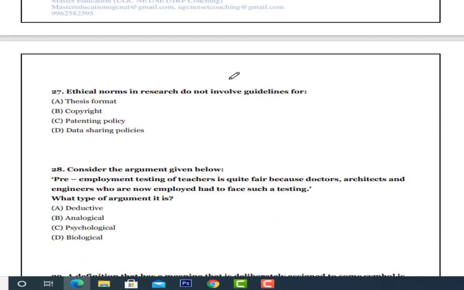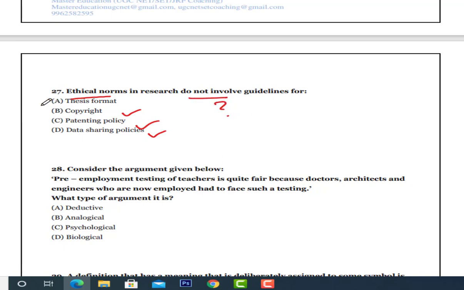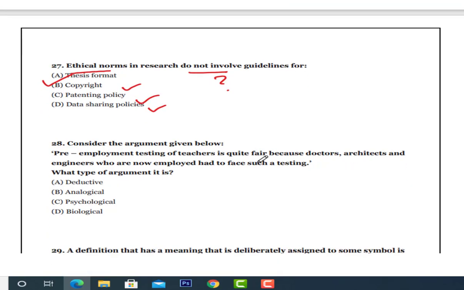The next one. Ethical norms in research do not involve guidelines for... they will give the guidelines. Ethical norms give the guidelines for copyright, patenting policy and data sharing policy. They are asking what does not involve guidelines. They are not giving the thesis format guidelines. Copyright means once something is created, we cannot copy the same content for another person. That is related to copyright and patent policy.